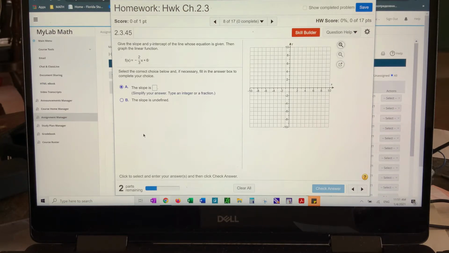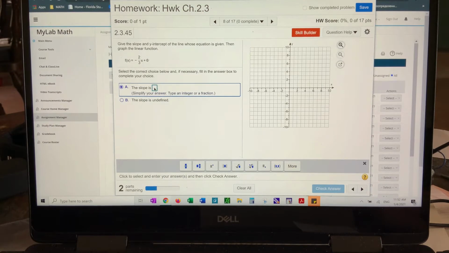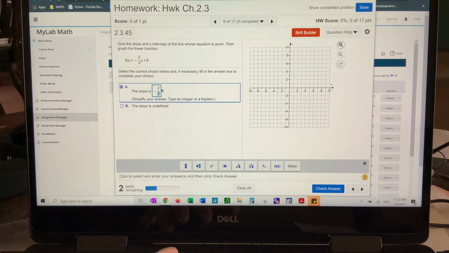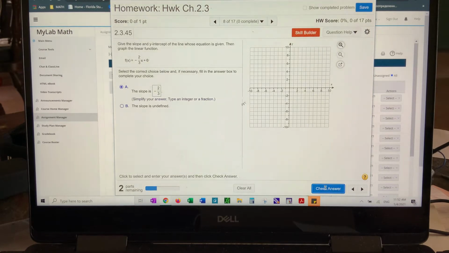So the first question is asking what the slope is. We always have to have it in this format: y is equal to negative 2 over 3x plus 6, and the slope in this format is going to be the coefficient of x, which is negative 2 over 3. Okay, so you have to check it before it will allow you to move on. You have to complete the first step, then it will open the second step for you.